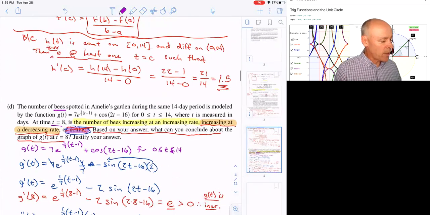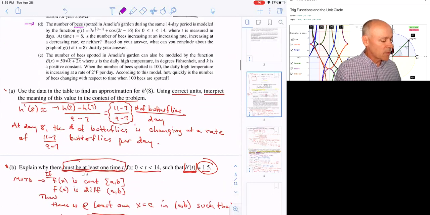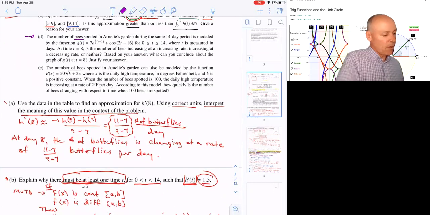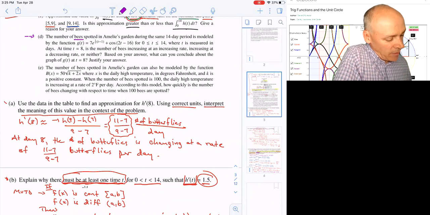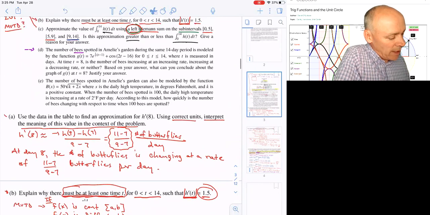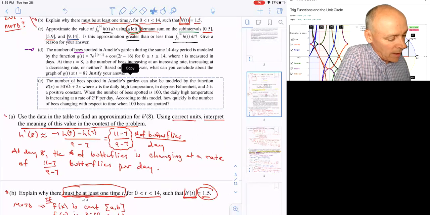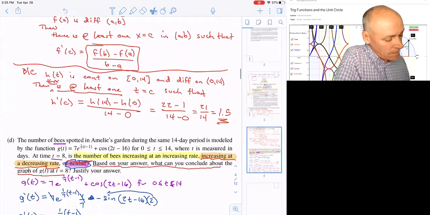Okay, the last part of this first question is part E. So we've got, and I don't think we can just copy this down because we don't need anything other than just what's in part E. So I'm going to copy that down.